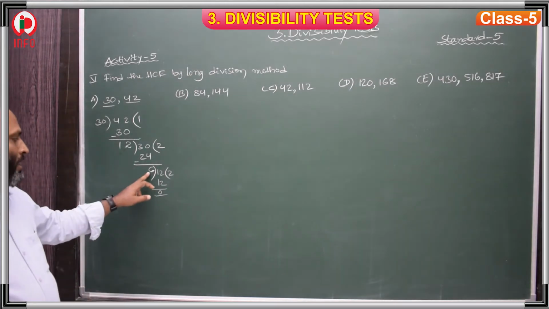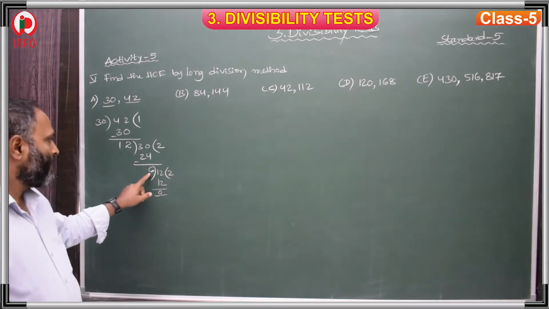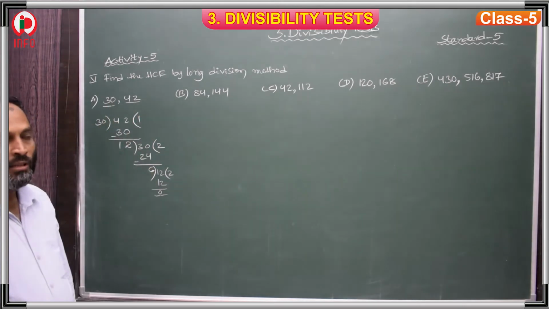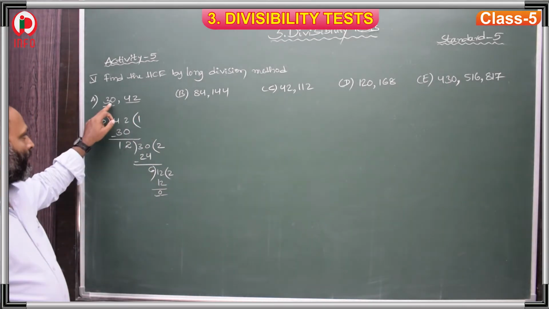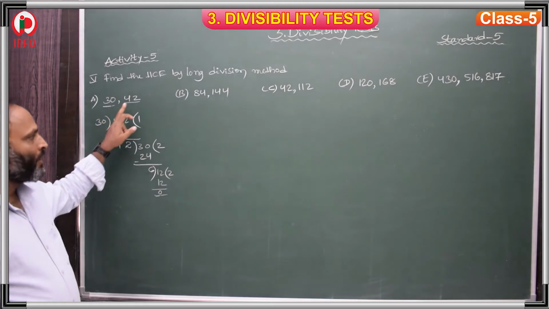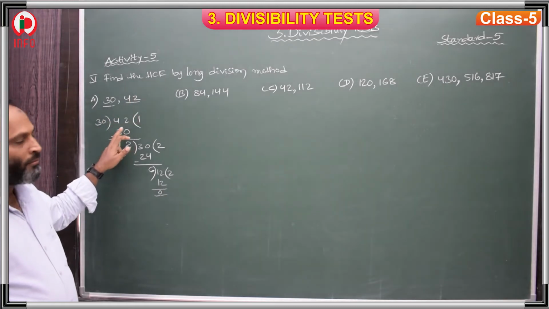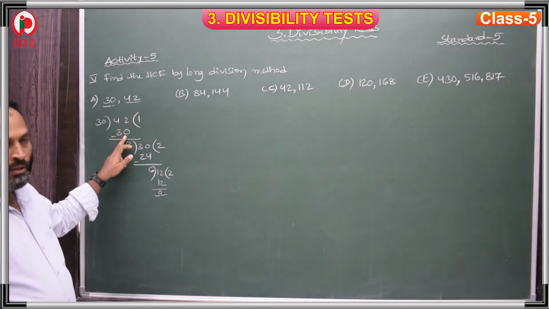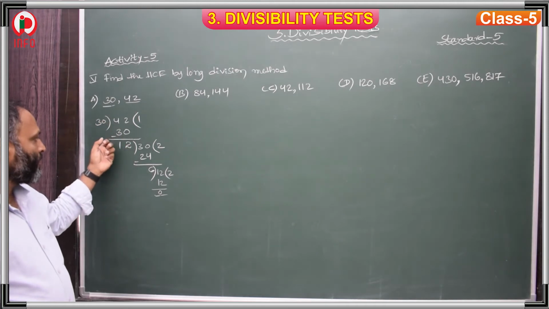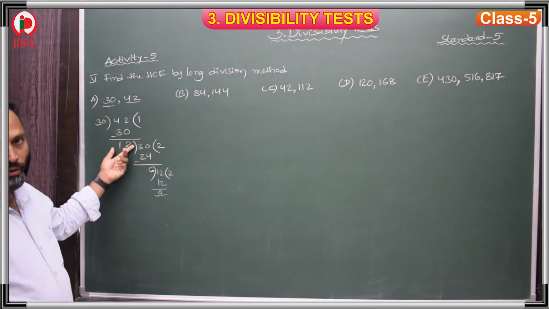So in 6 case we get 0 as a remainder. So HCF of 30 and 42 is 6. Once again, first we have to take the smaller number and the bigger number in the middle. 30 ones are 30. After subtracting these two, we get remainder 12.